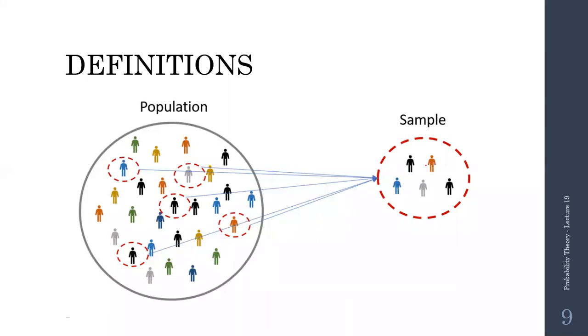You cannot choose all of them. For example, if we have 5, you cannot have just these 5. It should be in a random way, in a random manner.